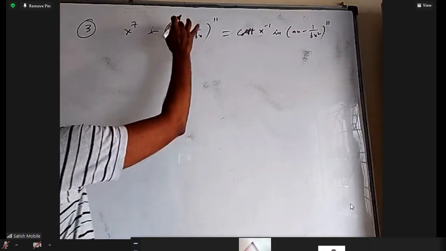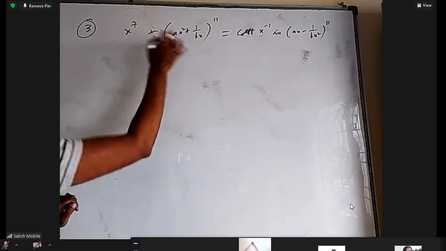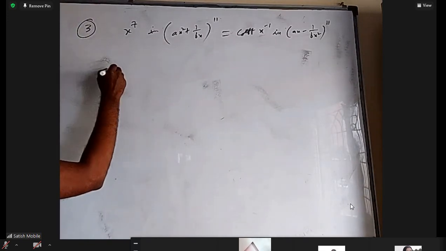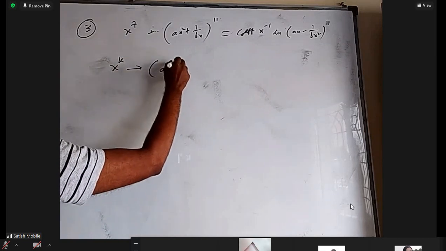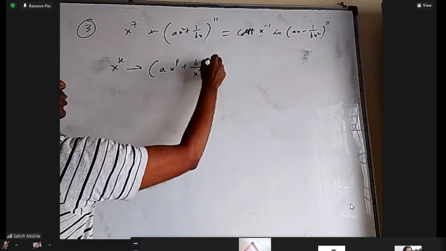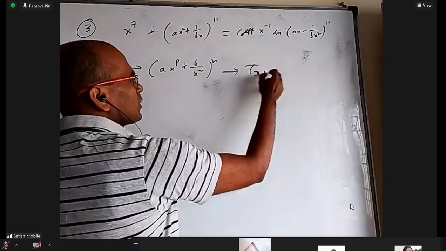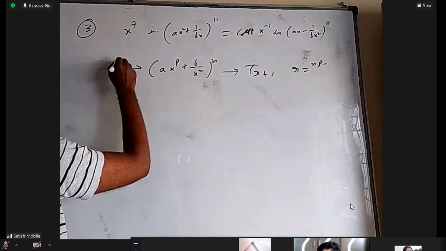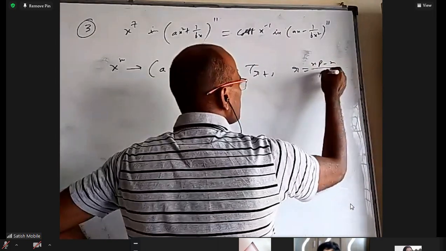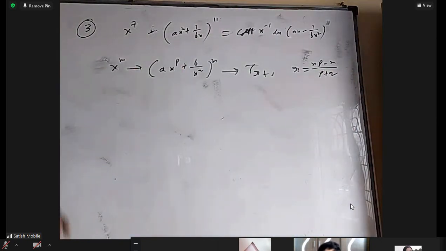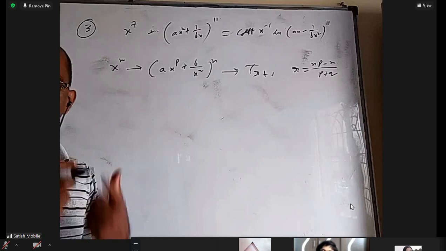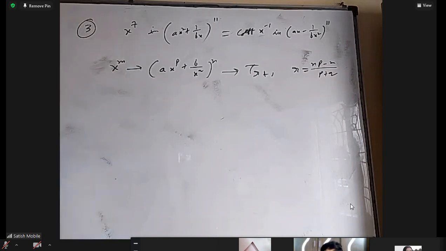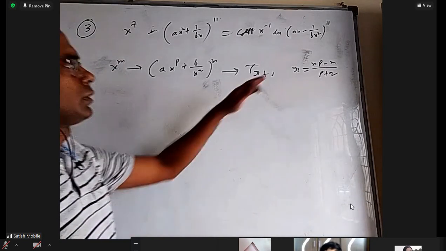Okay. So how to find the coefficient of x power 7 in this? There are two methods. If you want to find the coefficient of x power m in (ax power p plus b by x power q) whole power n, if it is happening in the r plus 1th term, we have a formula: r equals (np minus m) by (p plus q). How did we get that? You take the general term in this, find the power of x in that, and equate it to m. Then we'll get it. That is a formula.